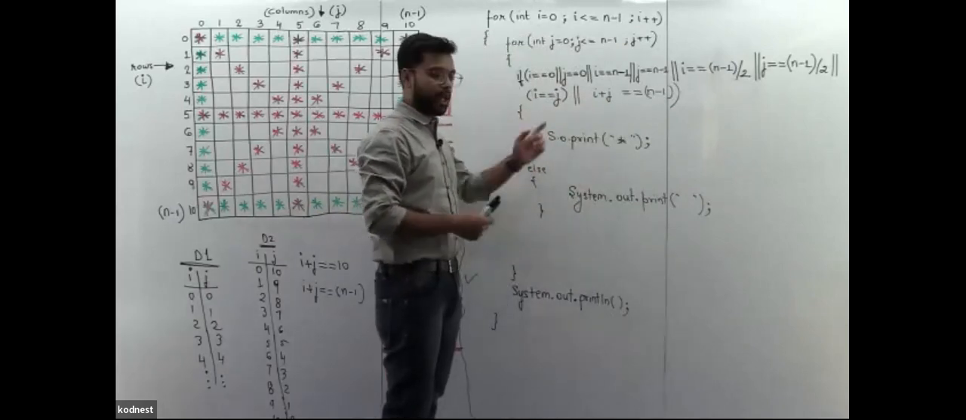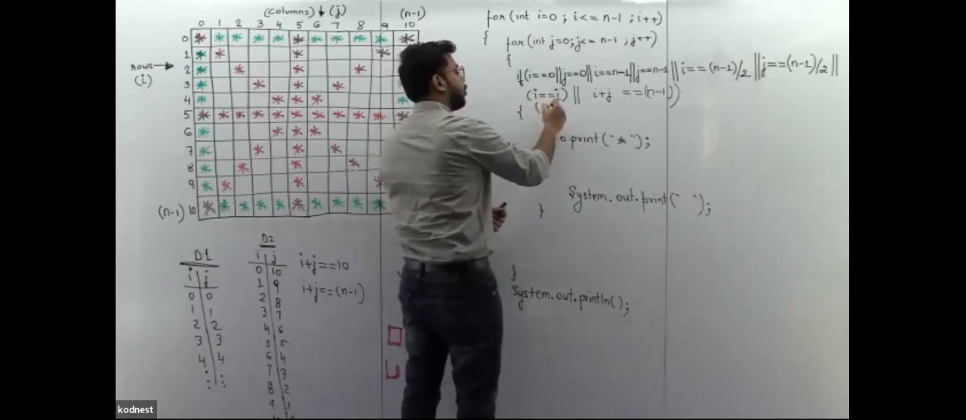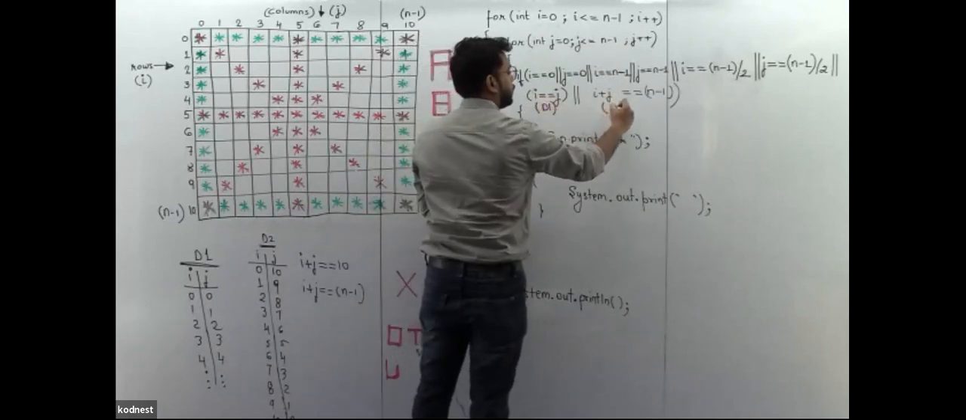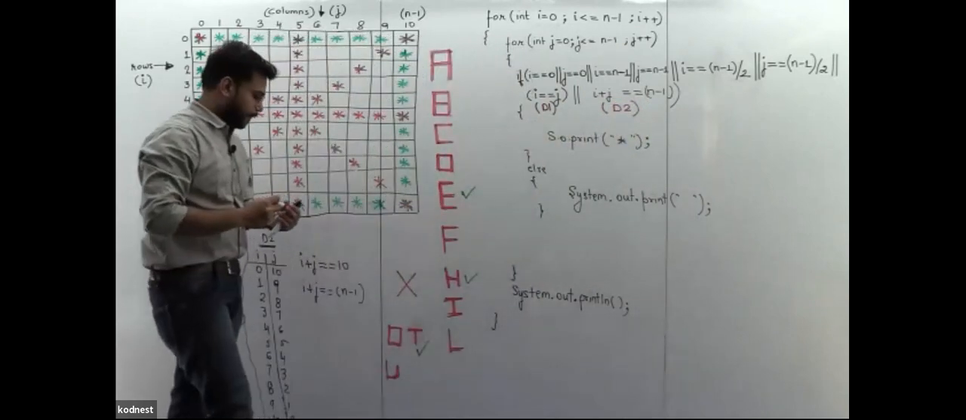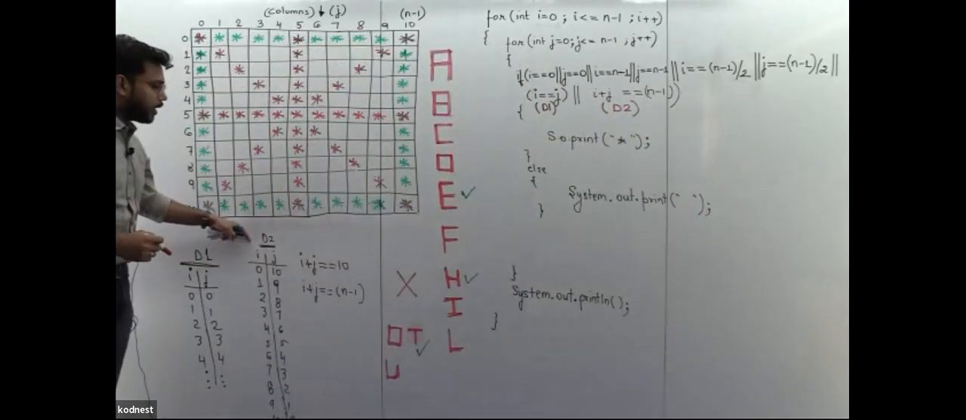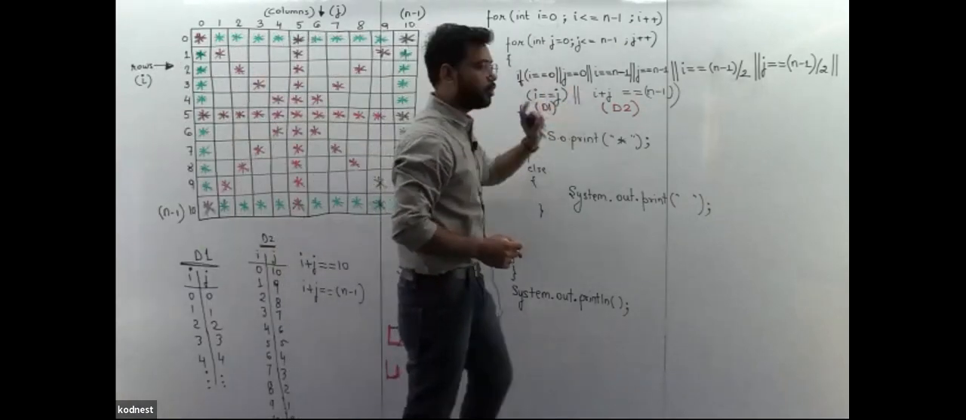This is the logic for diagonal 1. Here I will write it for you. This is the logic for diagonal 1, and this is the logic for diagonal 2. Just make a note of this diagonal 1, diagonal 2, and these two conditions.